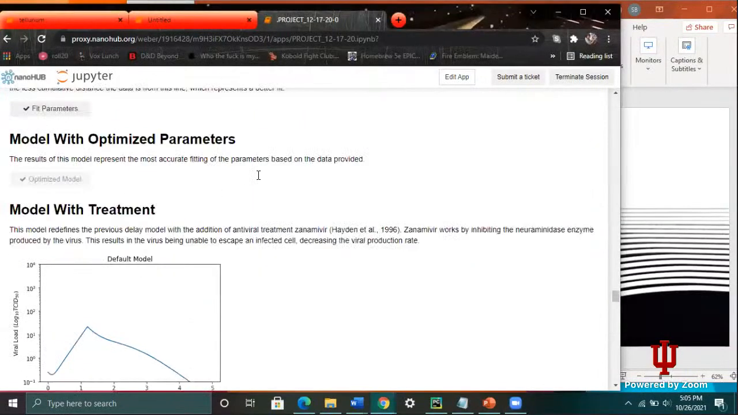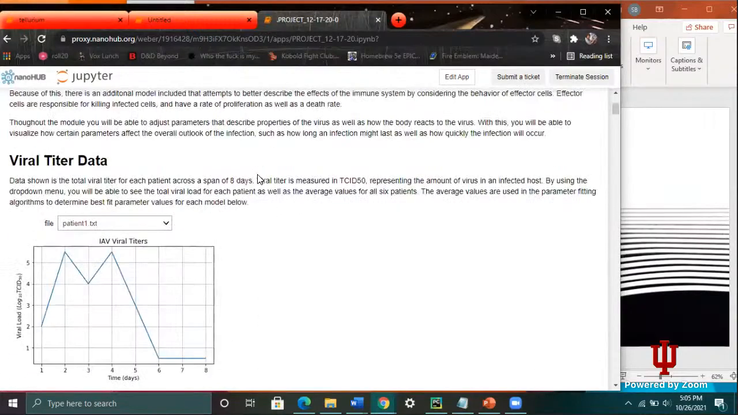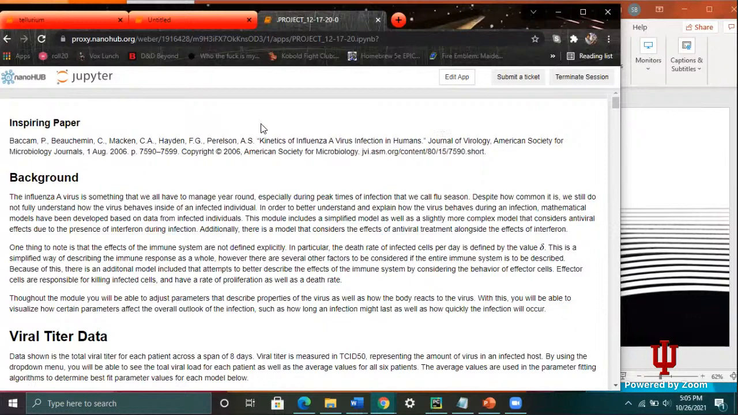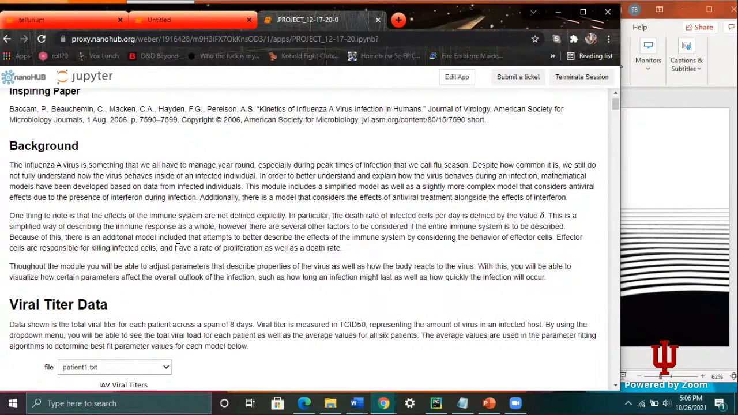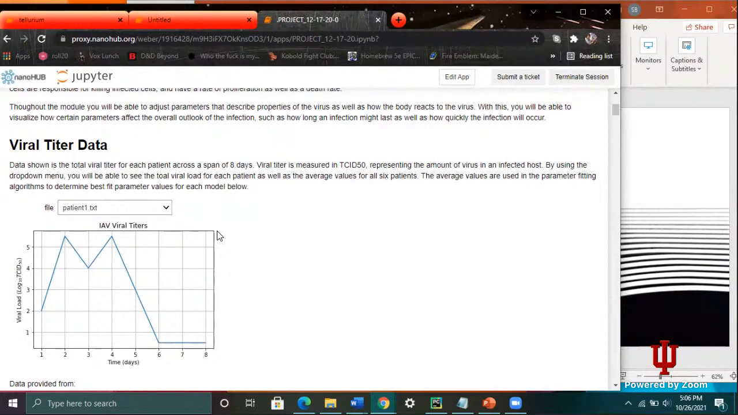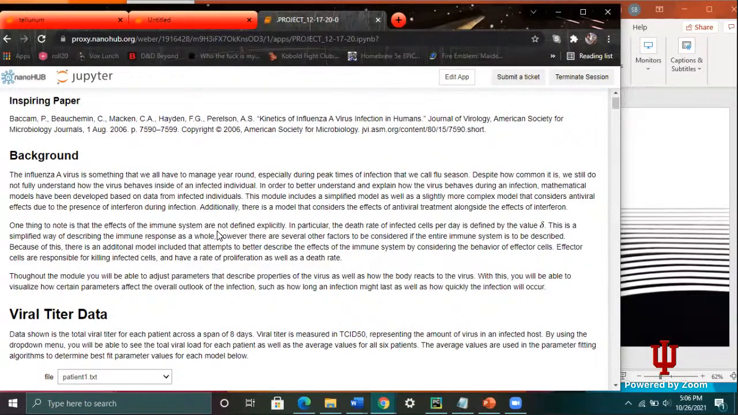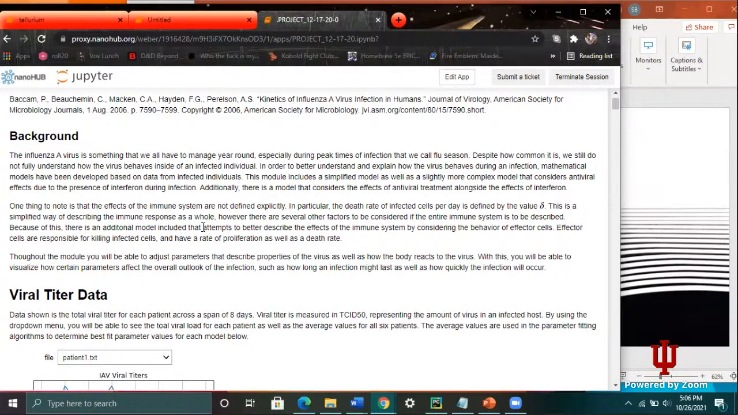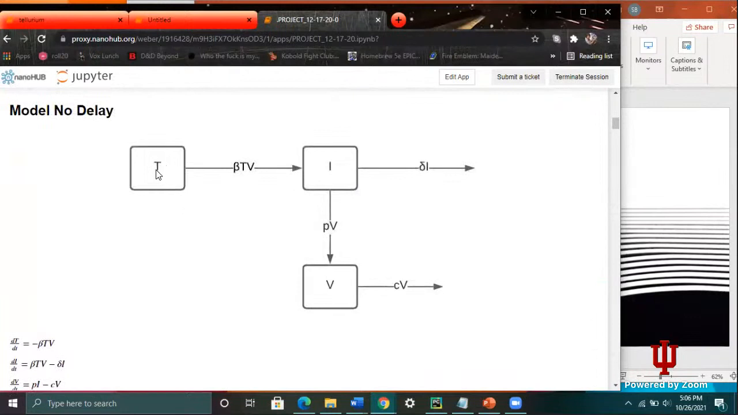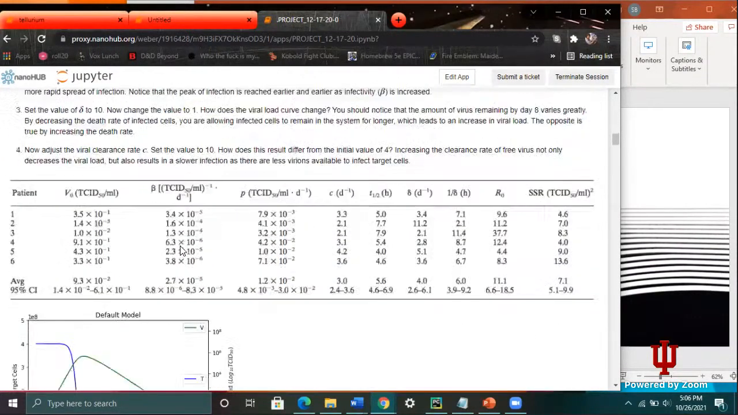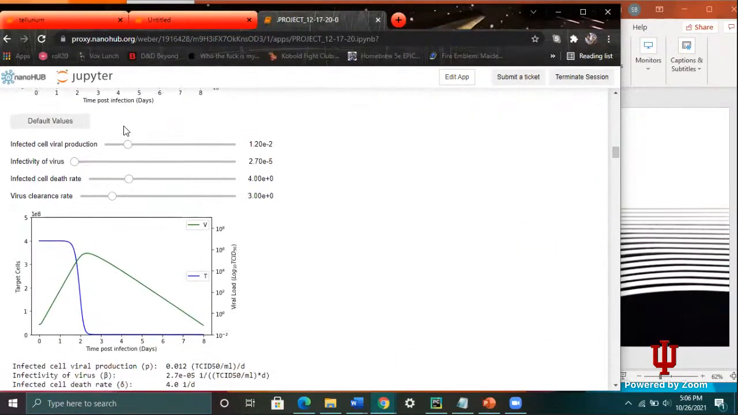Yeah, so this is the application. It's based on this paper by Bottom et al. It is an exploration of the ways that the viral kinetics of influenza A act within the host. So it starts from a relatively simple model, just going from target to infected to virus or viral load. You can see results of the model, and there are ways you can change them.